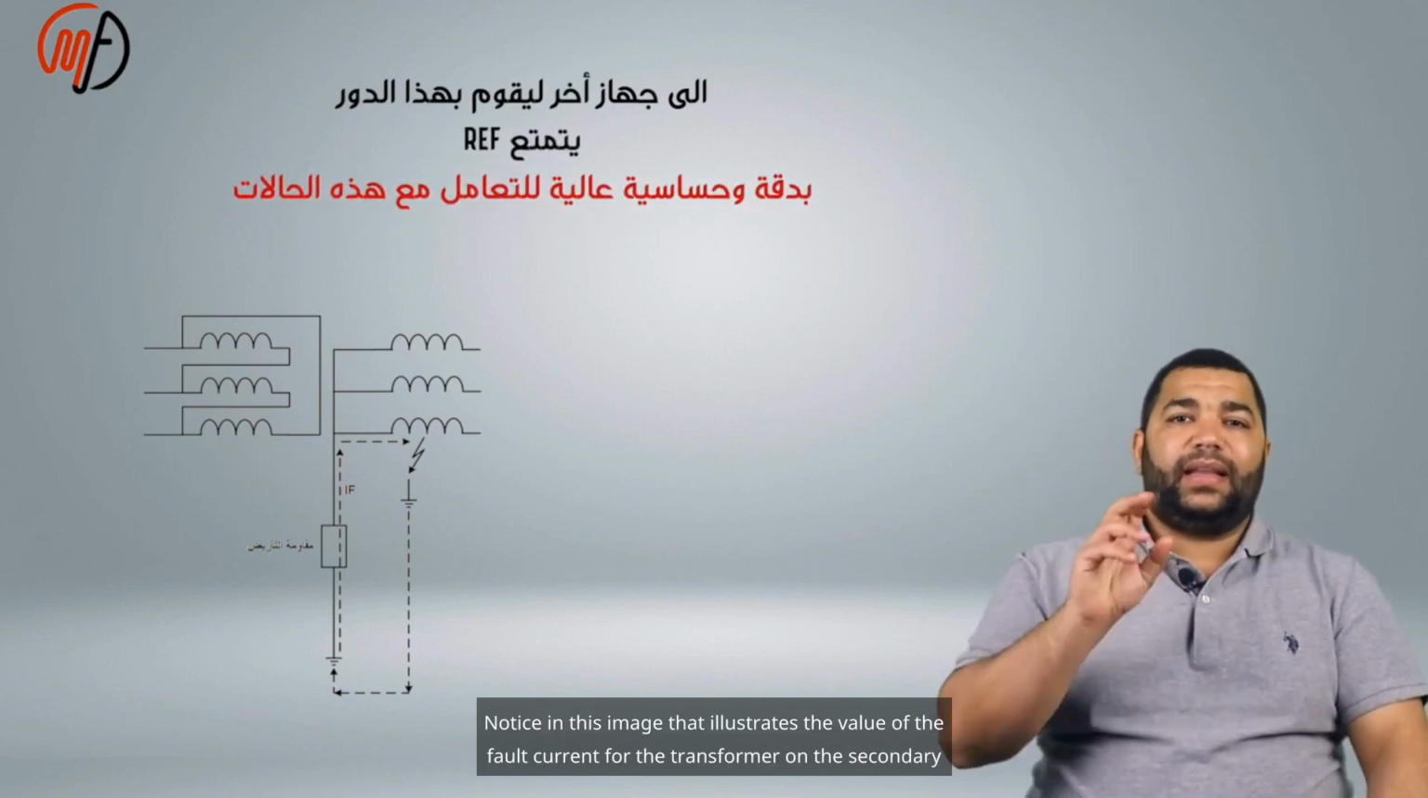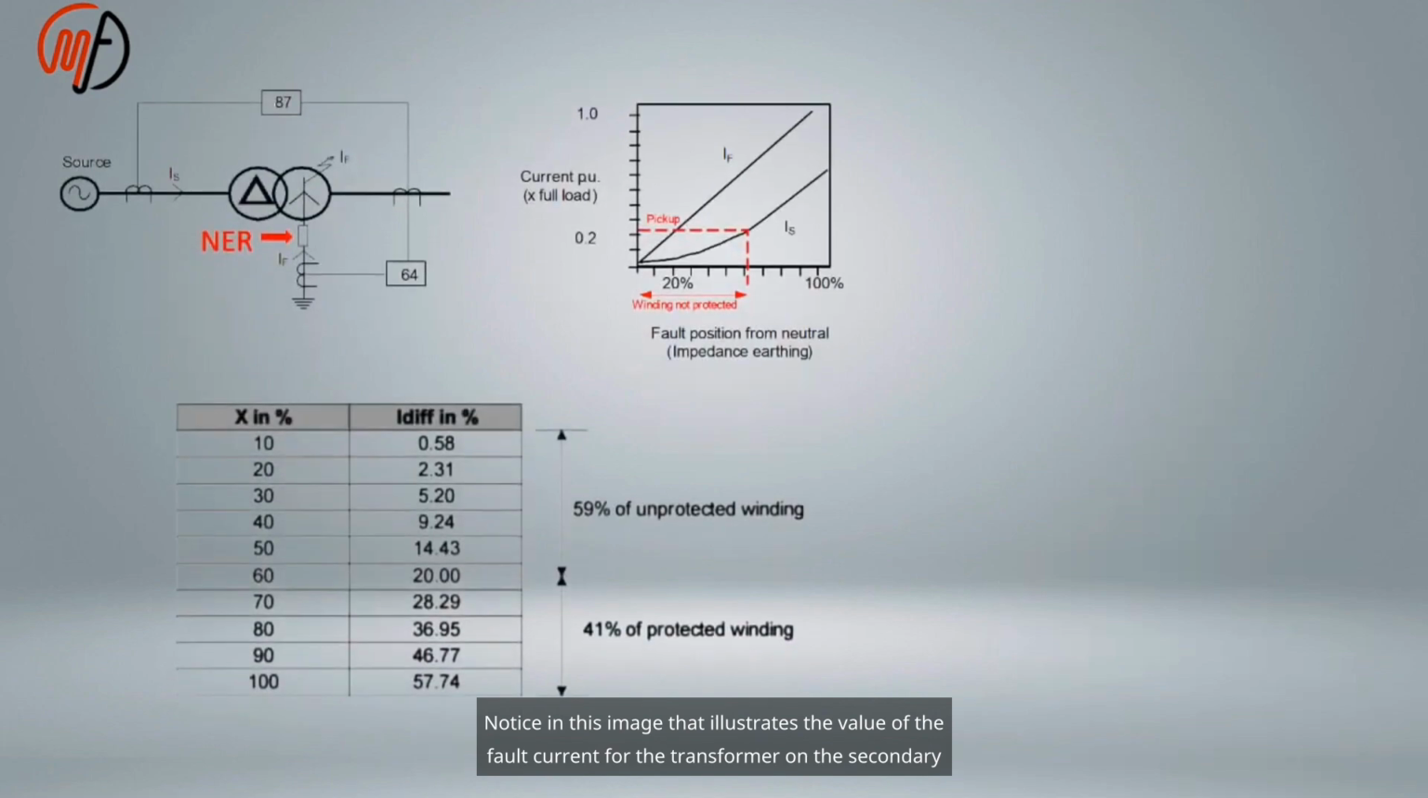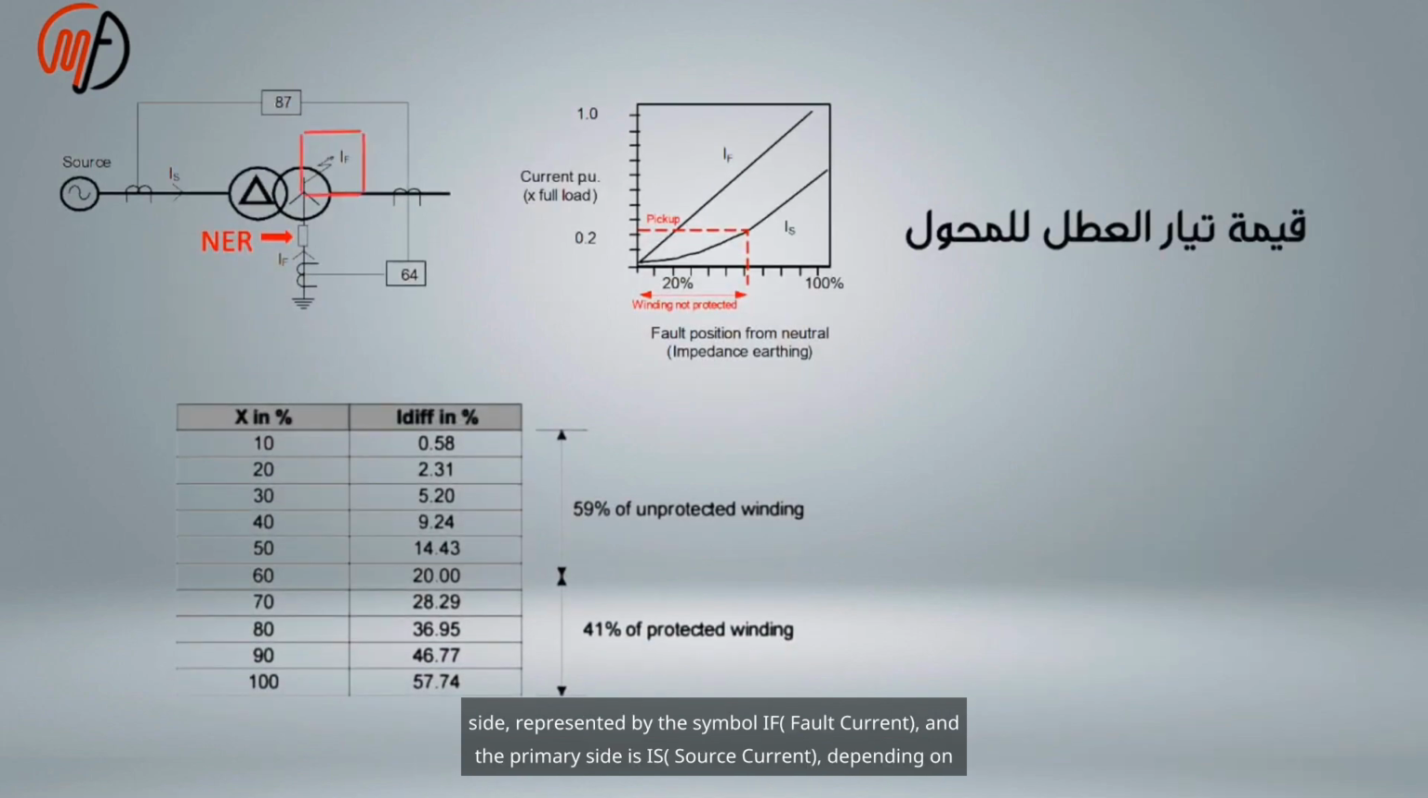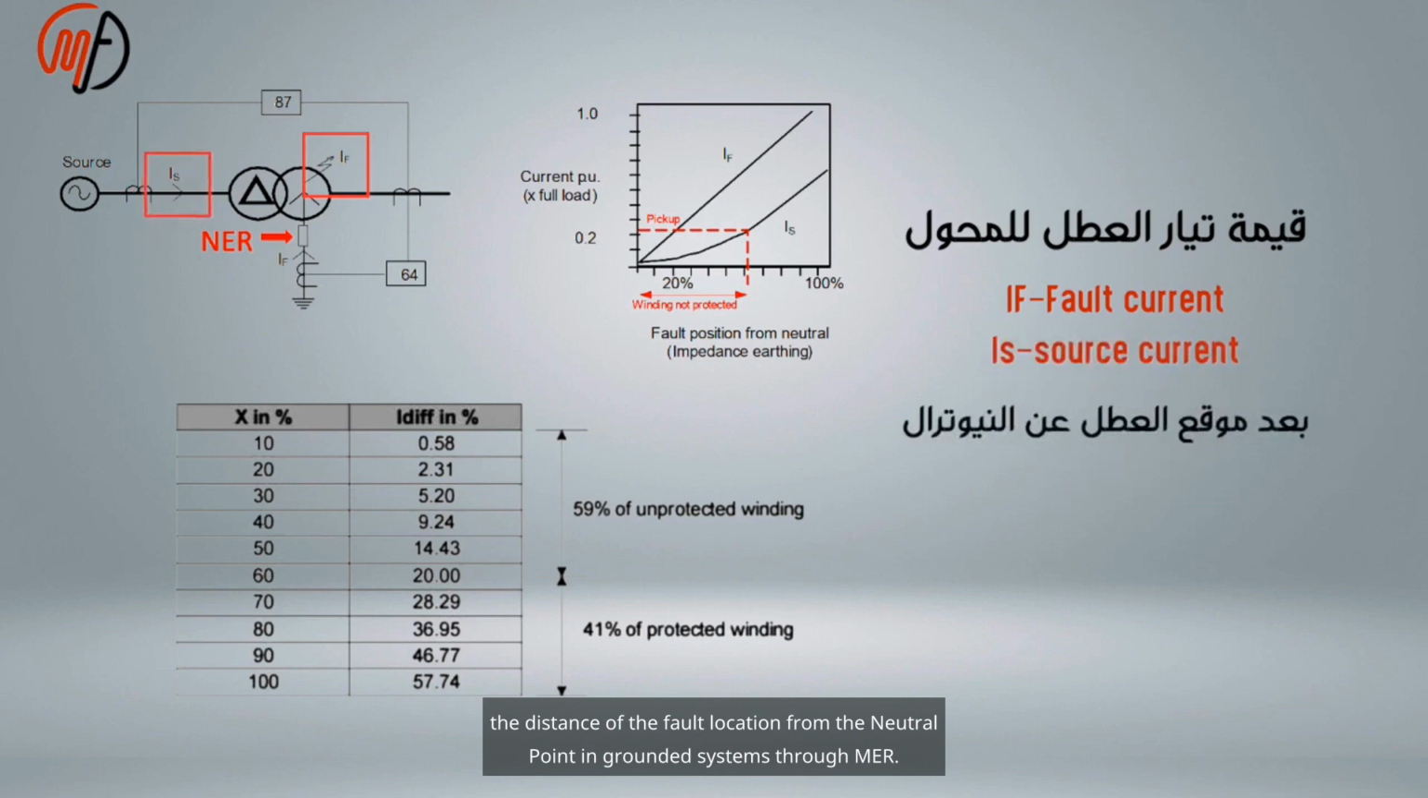Notice in this image that illustrates the value of the fault current for the transformer on the secondary side, represented by the symbol IF, fault current, and the primary side is IS, source current, depending on the distance of the fault location from the neutral point.